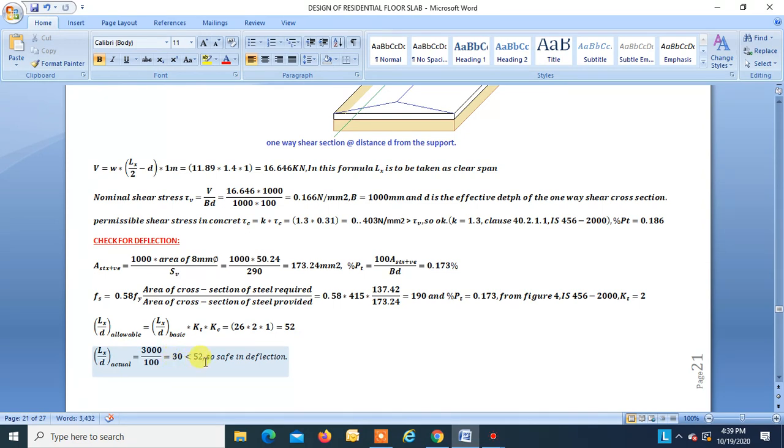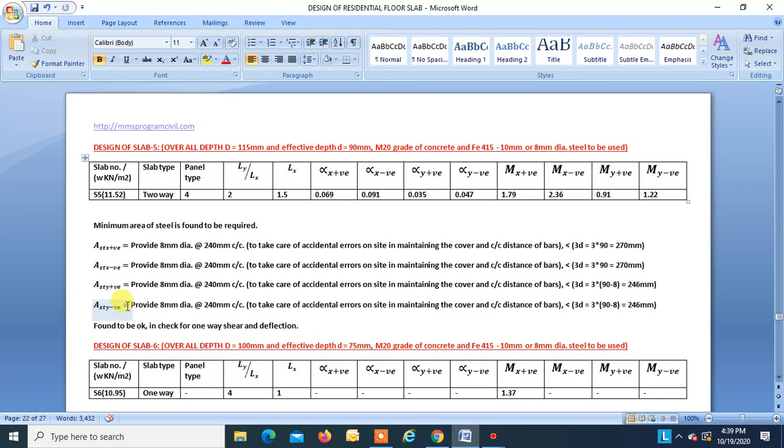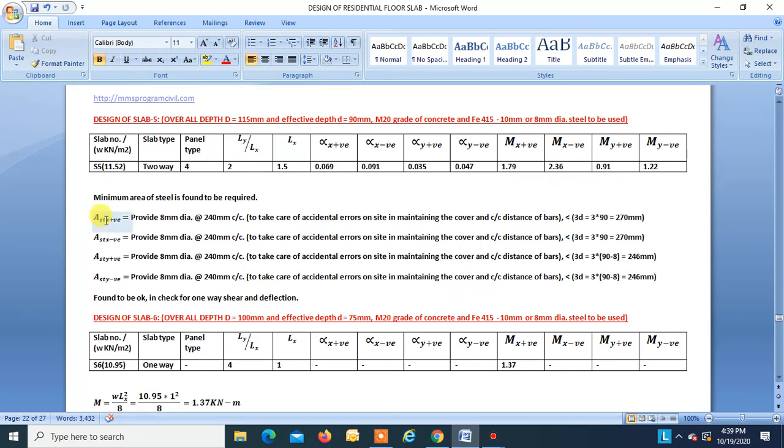Okay, so this is 30 less than 52, so safe in deflection, right? Similarly, now coming to design of slab 5, these are the moments. The moments over here are very small, okay? So we will provide the minimum. Ast x positive: provide 8 mm dia about 240 mm center to center, okay?